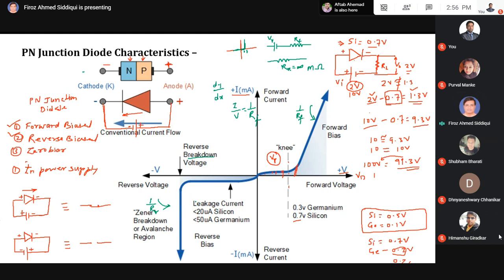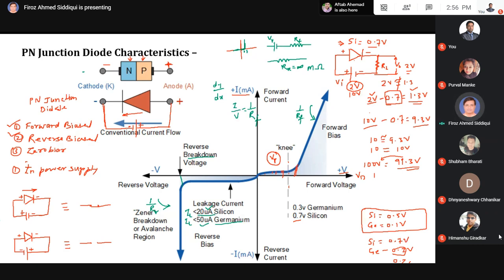So there is a leakage current between this region, from when the diode is breaking down to when you are gradually increasing the negative voltage. This leakage current, denoted by IL, is less than 20 microampere for silicon and 50 microampere for germanium. This is in reverse bias condition.